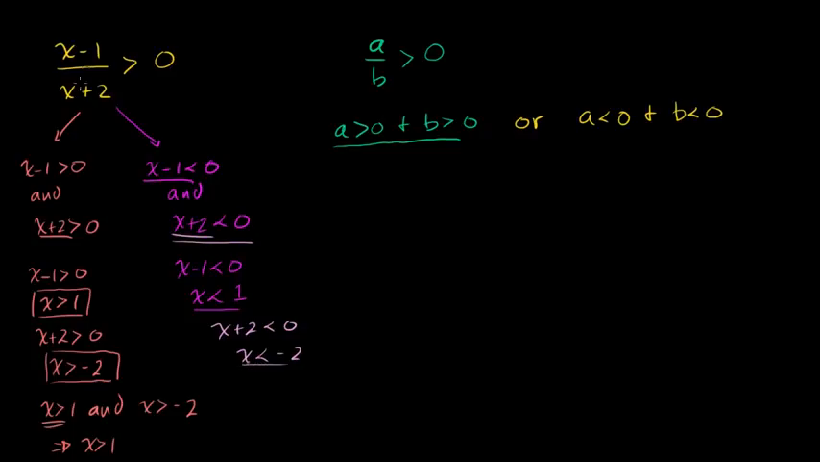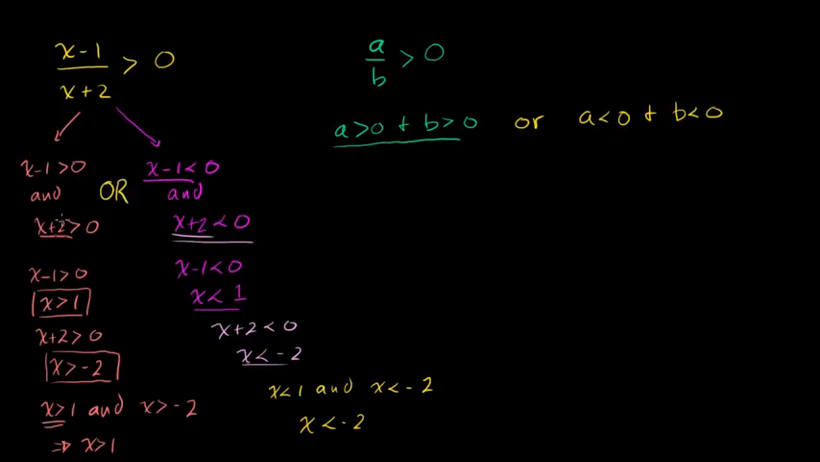So in order for both the numerator and the denominator to be negative, we know that x has to be less than 1 and x has to be less than minus 2. Now, if something has to be less than 1 and less than minus 2, it just has to be less than minus 2. Anything less than minus 2 is going to satisfy both of these. So this boils down to x could also be less than minus 2. And remember, this is an or. Either both the numerator and the denominator are positive, or they're both negative.